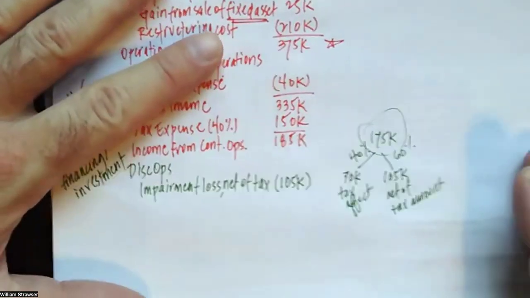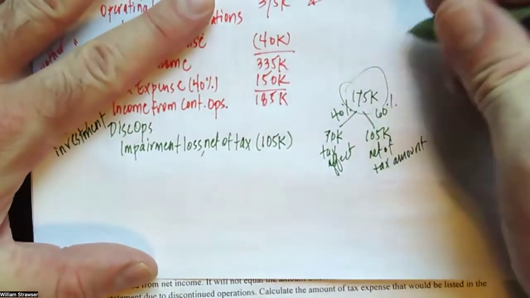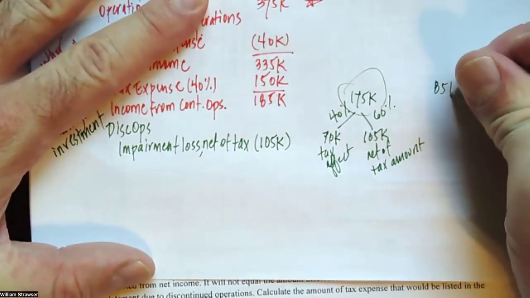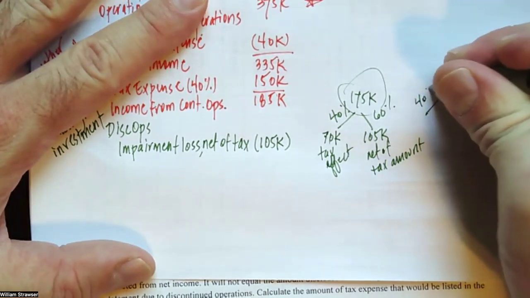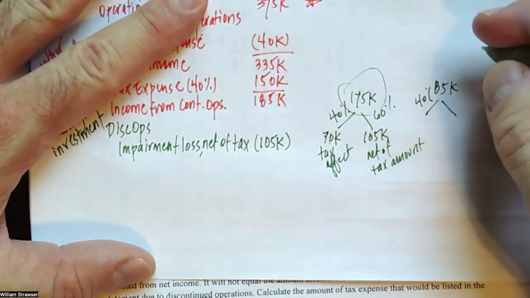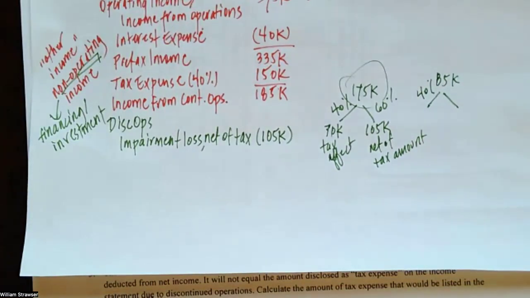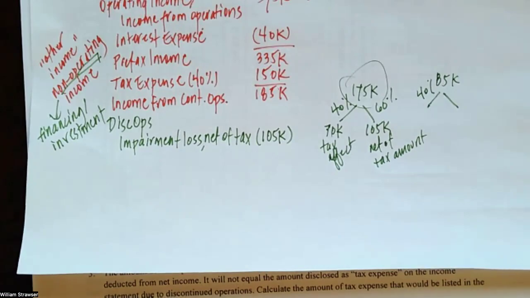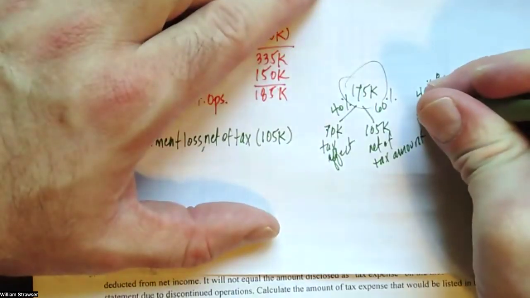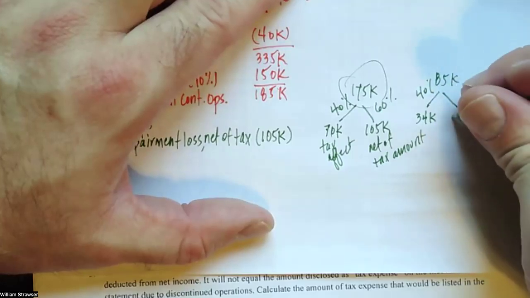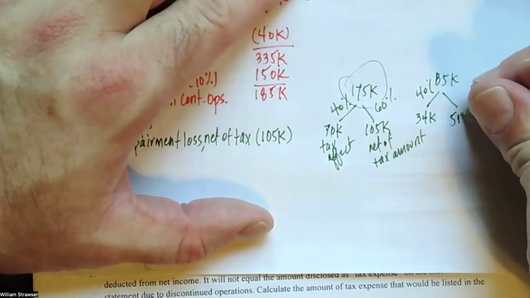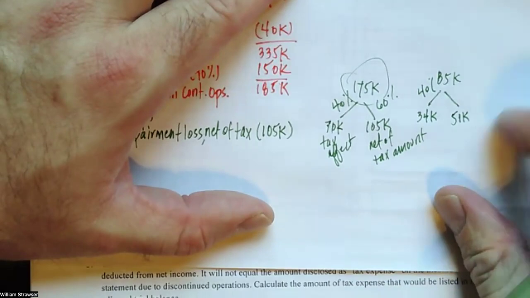And so 85,000, again, we need to take taxes from that. So I take 40% of 85, and that should be 34, I think, but let me make sure. Yep, a $34,000 tax effect. And net of tax, we have a $51,000 loss.